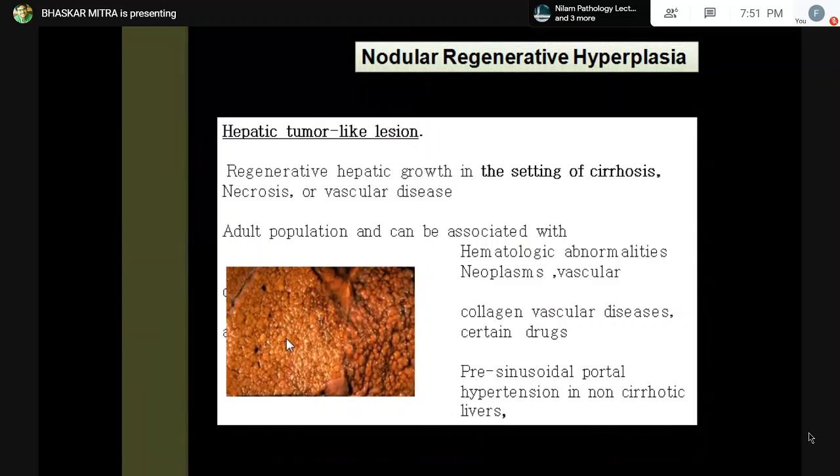Nodular regenerative hyperplasia. This is a tumor-like lesion. An important thing is that we see this in a setting of cirrhosis. It is usually seen in the adult population. It can be associated with different hematological abnormalities, different neoplasms, collagen vascular disease, or in non-cirrhotic conditions like pre-sinusoidal portal hypertension, which may show nodular regenerative hyperplasia.